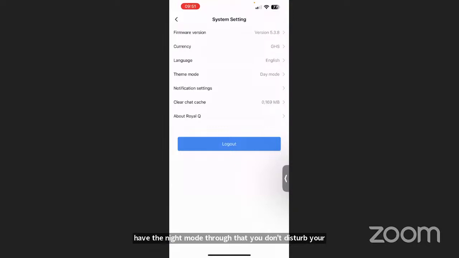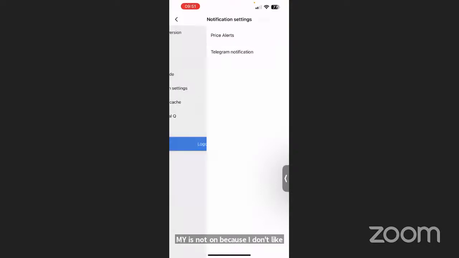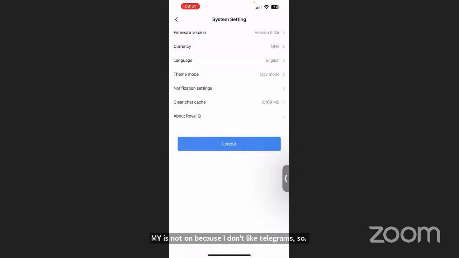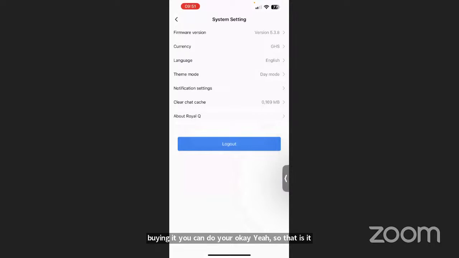This application has so many features. For the price alert, perhaps you are in a meeting and you don't want any pop-up message, just turn it off. The Telegram notification too, you can turn it off. Mine is not on because I don't like Telegram, so I haven't bound it. You can do yours. Clear chat, you can clear it to save space.